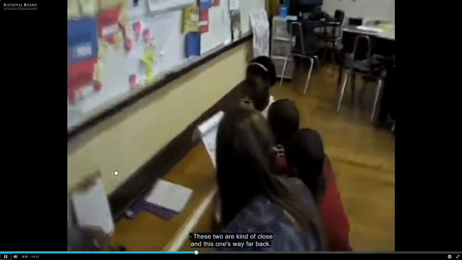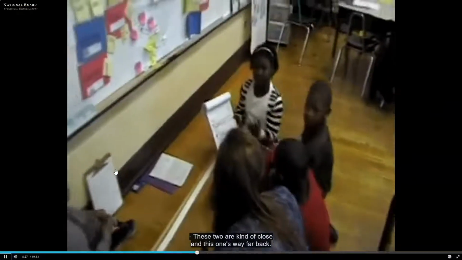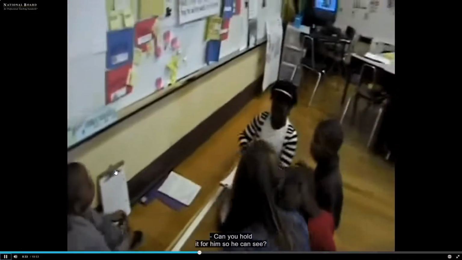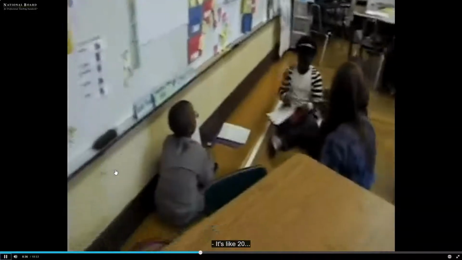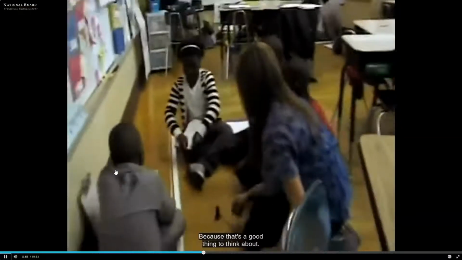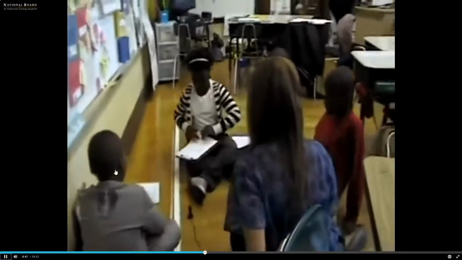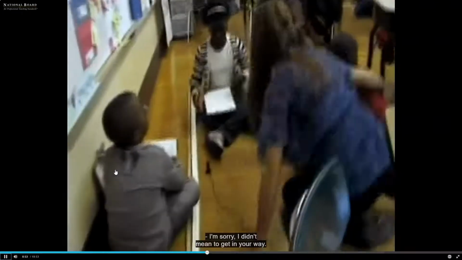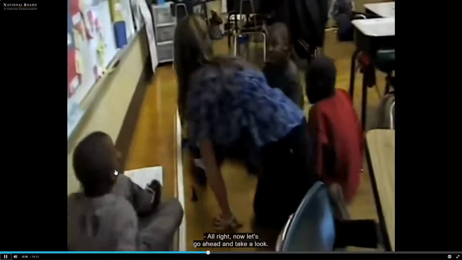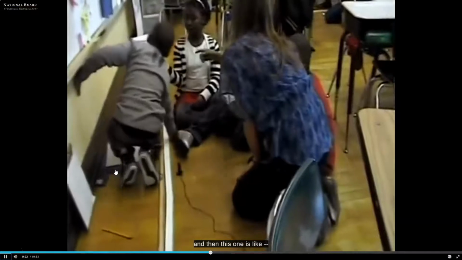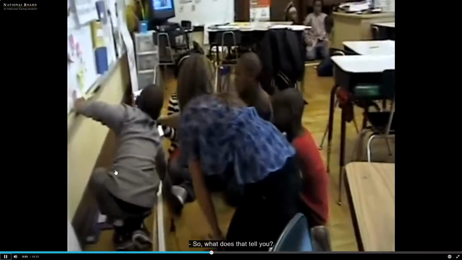I can see that these two are kind of close, and this one's way behind. Way far. It's like 20. It's a very good estimate. Can you scoot over so you can see that? Because that's a good thing to think about. It's like 20 from 40. It's like 30. All right, let's go ahead and take a look. 30 numbers away from 7, and then this one is like 20 away from that.